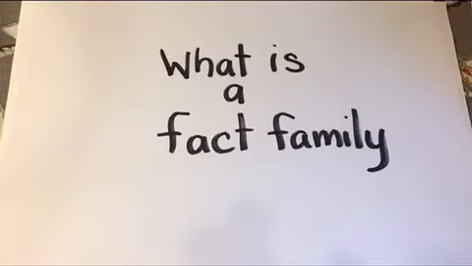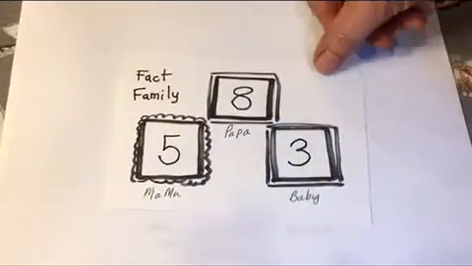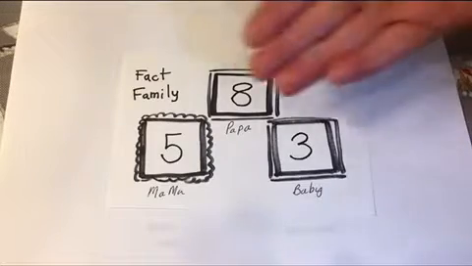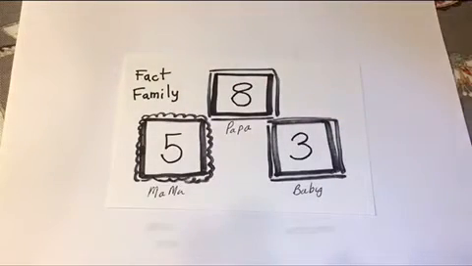Today we're going to talk about this question, what is a fact family? A fact family is always only three numbers, and the three numbers are related, just like a family is related. I like to explain a fact family like the story of Goldilocks and the three bears. So there's three members in this fact family. There is Papa Bear, who is the largest number, Mama Bear, and Baby Bear.